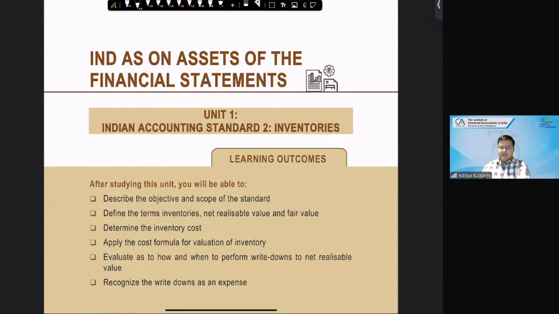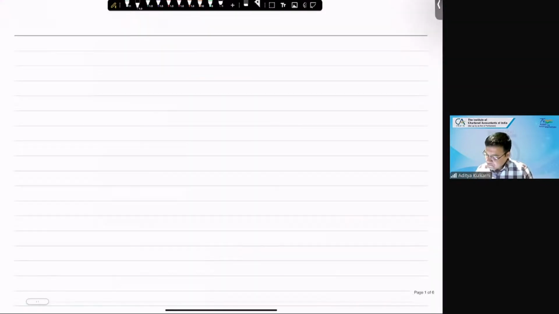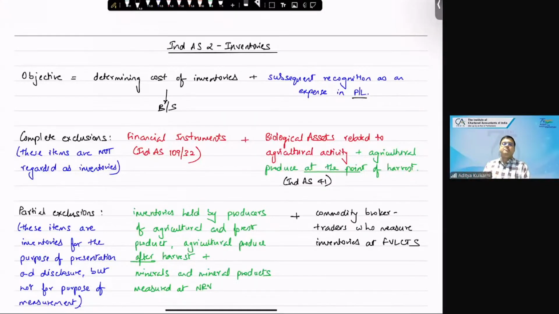So what all does this standard intend to cover? So this standard is basically, I will be running through the module for this standard because the module has made the things pretty simple and very much clear. So we will be running through the module and I will of course take you through some of the handwritten notes and points which you can definitely make note for yourself. Okay. So with that, let us begin with the objective of Ind AS 2.